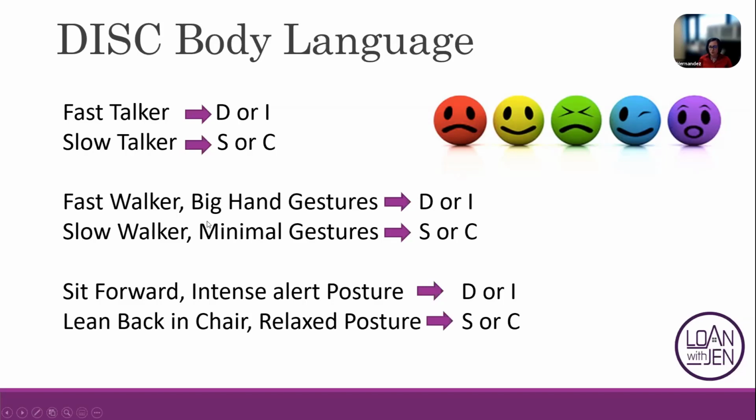Again, the same with the walking. Fast walker, D or an I. Big hand gestures. The slow, minimal gestures, they're kind of sitting back in their chair. That's the S or the C.